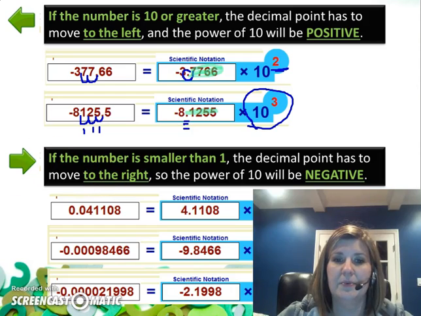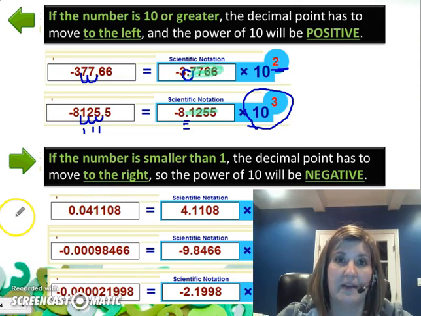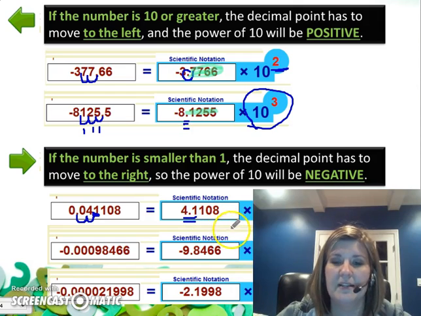Okay. If your numbers are smaller than 1, that is all decimal numbers, the decimal has to move to the right in order to get it after the first non-zero digit. So if we look here at this first number, 0.041108, we would go ahead and move this decimal place 2 positions, so it's in between the first two non-zero numbers. Our new number then is 4.11, and our exponent, not sure if you could see it behind the frame of my video here, is times 10 to the minus 2.